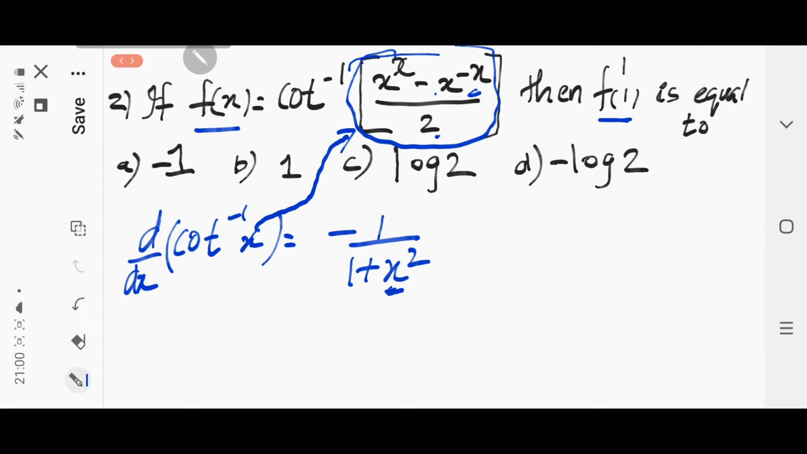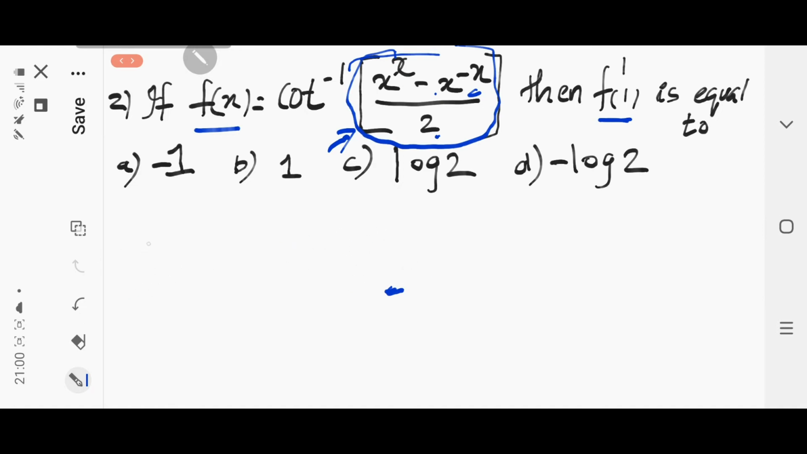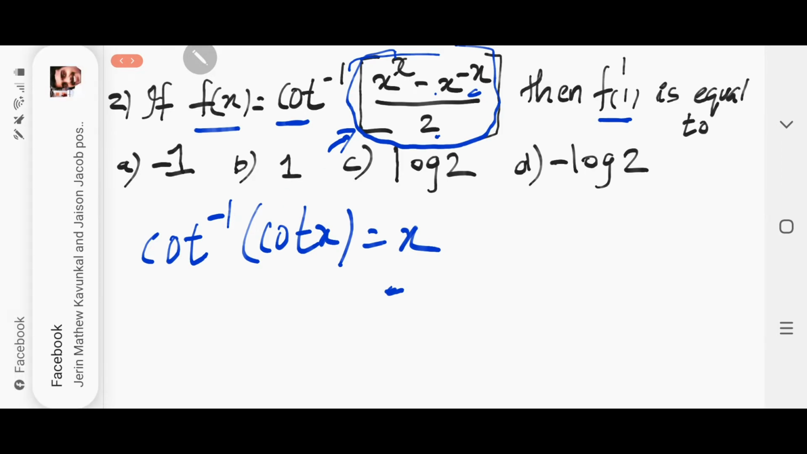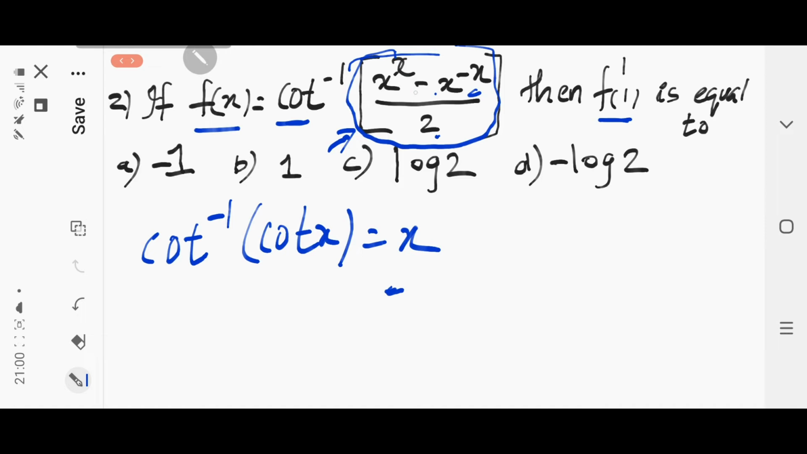Whenever an inverse trigonometric function is given to you to take the derivative, you know how to do that. Whenever inverse functions are coming, you study that cot inverse of cot x is equal to x. You study this result, right? That means you have to make this function to simplest form. That means in the place of x raised to x minus x raised to minus x the whole divided by 2, you have to make it in terms of cot. Then only you can simplify that question.